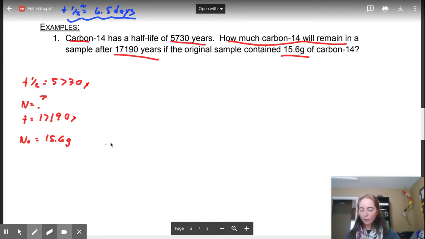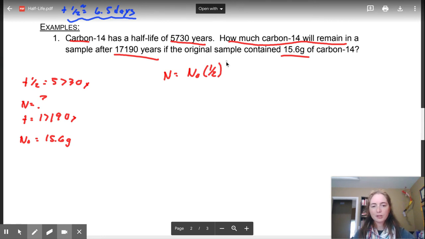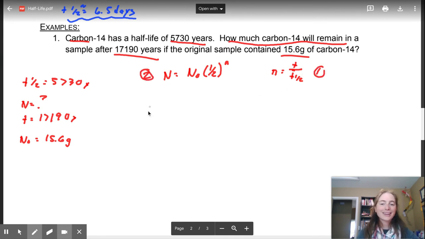Well, if we're trying to find N, we know N is equal to N0 times 1/2 to the power of little n. Little n is the number of half-lives. We have N0, but we don't have little n. How can we find little n? Remember that little n is equal to T over T half. We've got T, we've got T half, so we'll use this equation first, and then we'll use this equation second.